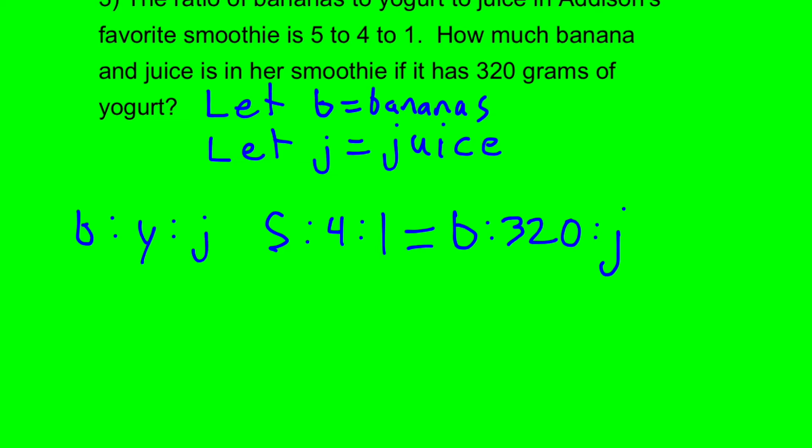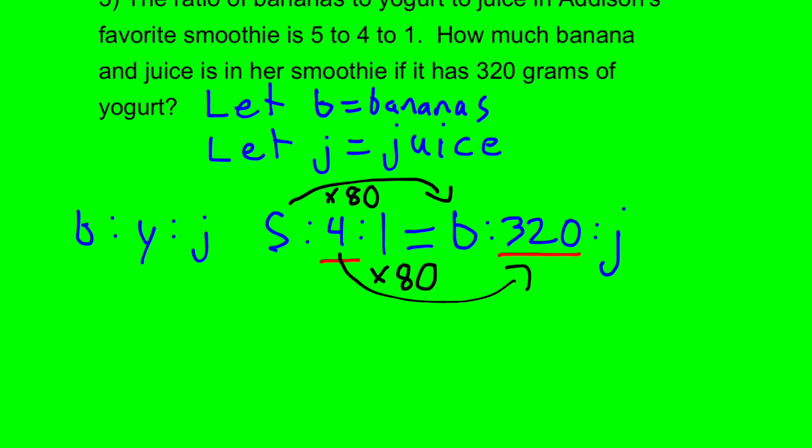So to solve this problem, I have to look at the second term of each ratio. What do I do to 4 to get 320? Well, I know 4 times 8 is 32, so 4 times 80 will be 320. So I'm going to do that to get my parts. I'm going to do 5 times 80 to get bananas, because that's the first term in each ratio. And I'm going to do 1 times 80 to get the juice.